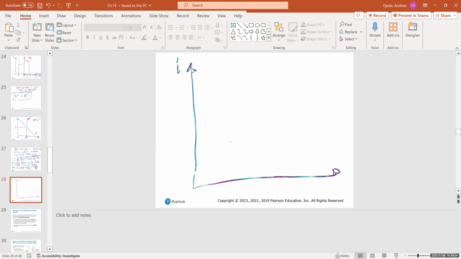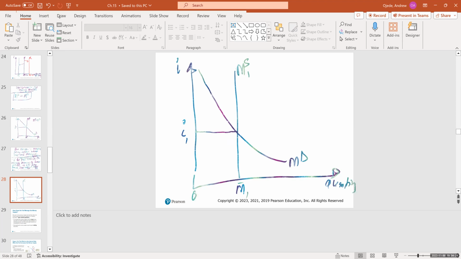So you have interest rate here. Say this is my initial money supply 1, and this is my initial money demand. So this is my initial equilibrium interest rate point I1. This is the initial quantity of money M1. This is the quantity on this axis.